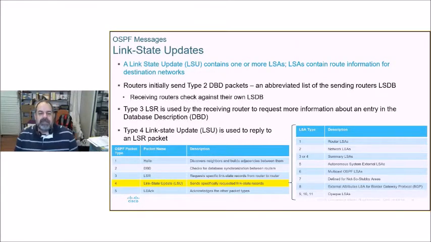So link state updates contain one or more link state advertisements. The update is the packet. Advertisements are quite possibly multiple entries within that packet. Routers initially send type 2 DBD packets, an abbreviated list of the router's database, and receiving routers check against their own link state database. A type 3 link state request is used by the receiving router to request more information about an entry in the database description, and then a type 4 update is sent to reply to that. As in, you request information, and the update is the information.